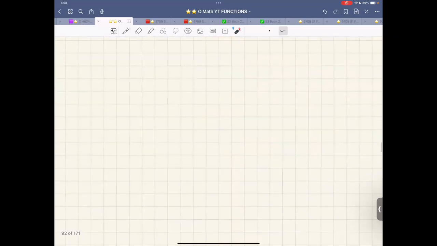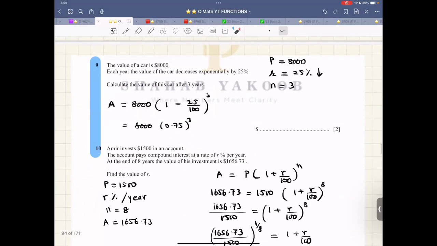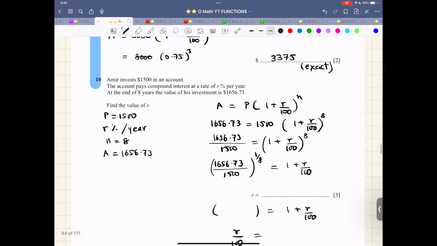Compound interest is growth. So now over here, calculate the value of this car after 5 years: 8,000 times (1 minus 25 over 100) raised to the power of 3, that is 8,000 into 0.75 cubed. Let me evaluate it, 0.75 cubed, and then multiplying with 8,000. And of course, the answer should be lesser than this. So this comes out to be 3,375. This answer is exact. I can leave it in this form.